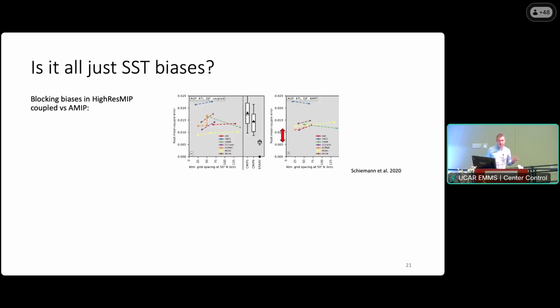So then an obvious next question is: is it all just SST biases? Are we done if we have models where these biases are eliminated? And I don't have a perfect plot to answer this, but I have one.